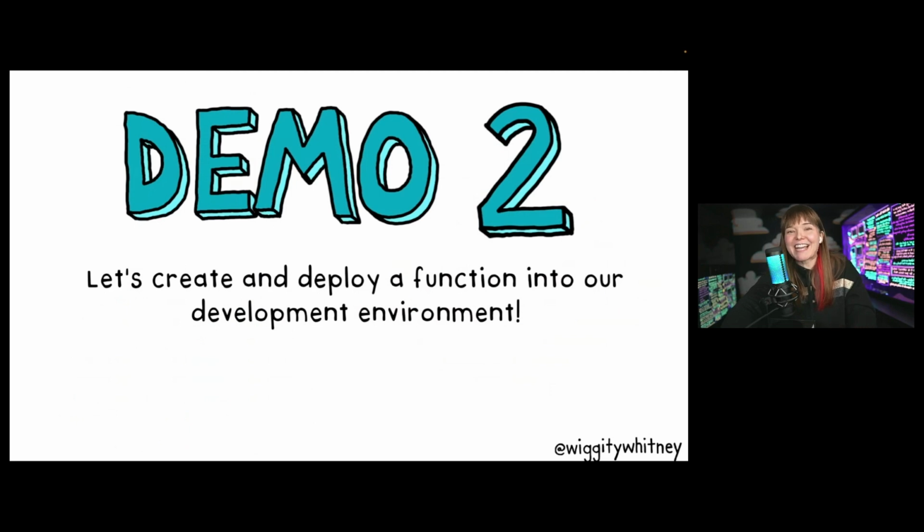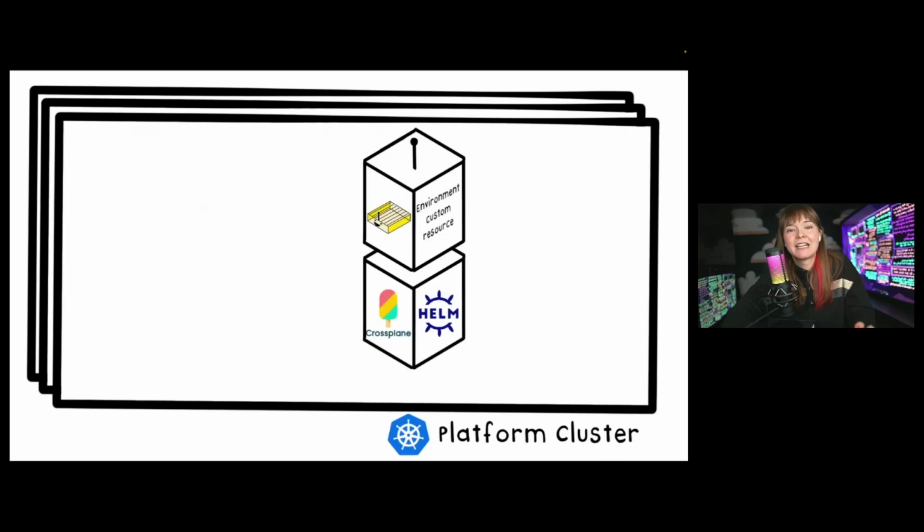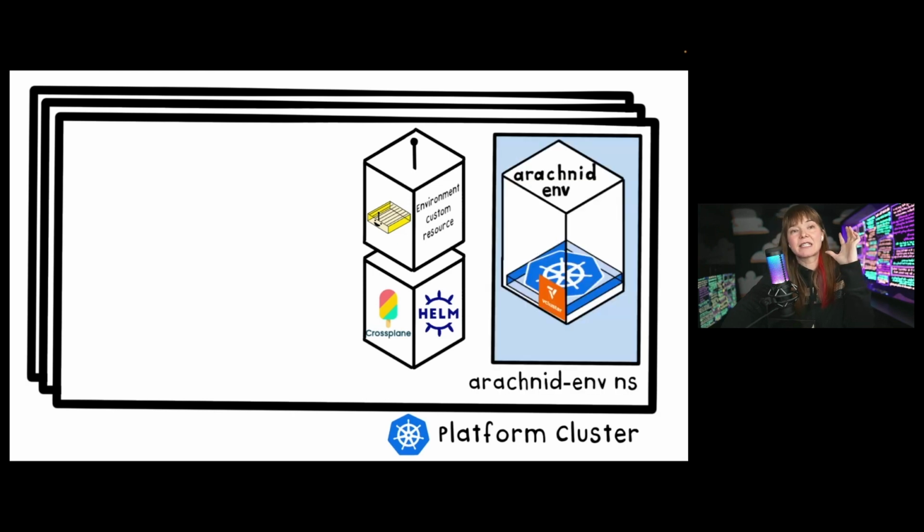All right, so before I dive into the second demo, just like last time, I want to say some more stuff about what's happening under the hood. So this is where we left off. It's our demo platform cluster. It has Crossplane installed into it, and Crossplane's configured to use Helm on our behalf. So when I created that environment custom resource, it created a new namespace. And in that namespace, it created a virtual cluster using vCluster. It can come pre-installed with all the tools that the developer needs, and they can be already integrated with one another. But let's talk about vCluster now.